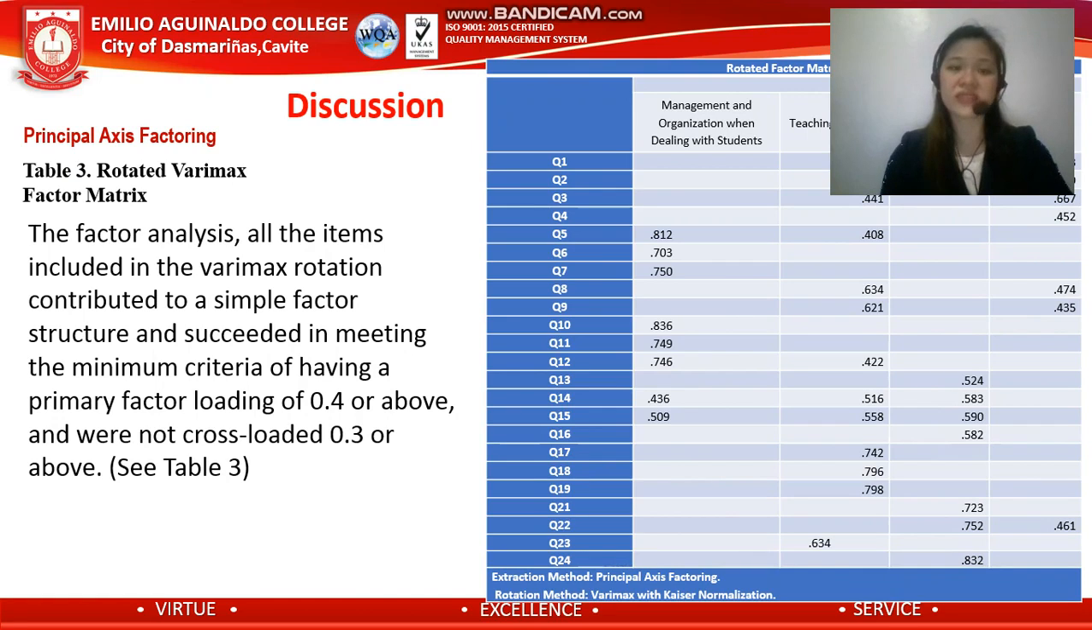The factor analysis of all the items included in the Varimax rotation contributed to a simple factor structure and succeeded in meeting the minimum criteria of having a primary factor loading of 0.4 or above, and were not cross-loaded at 0.3 or above.